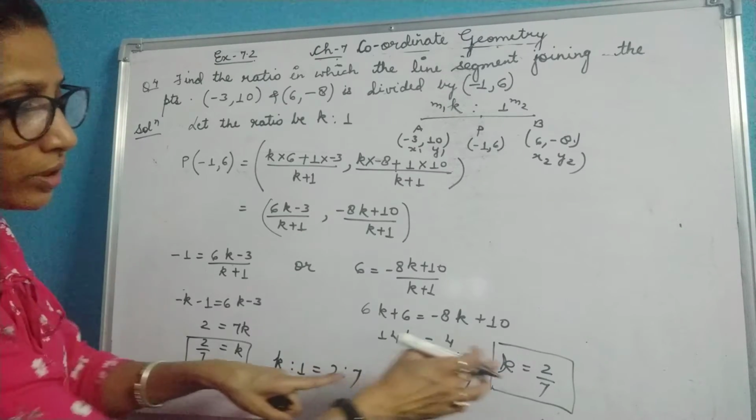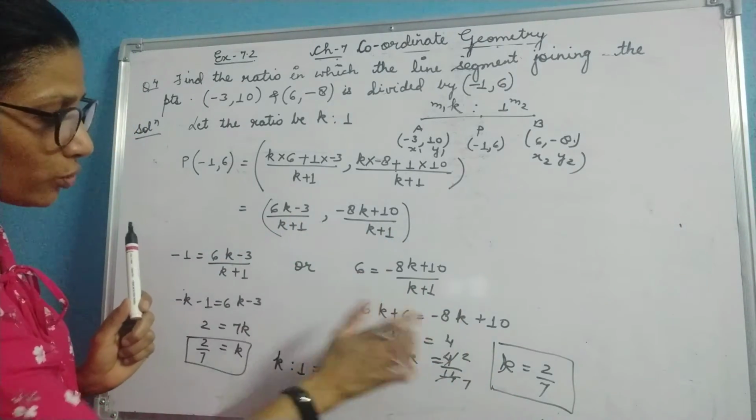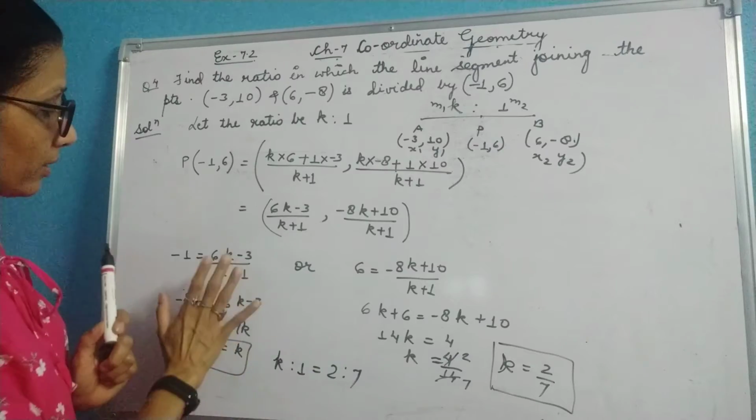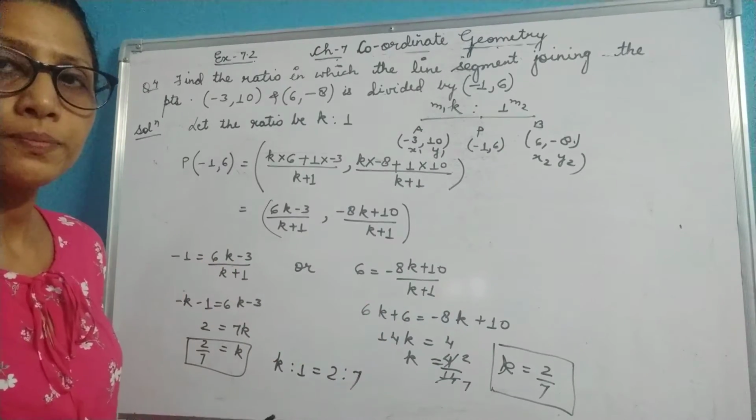So this is your ratio. Here also you are getting the same. You can take any one of these solutions and you can show that the ratio is 2:1. In both the cases the answer will come out to be the same.